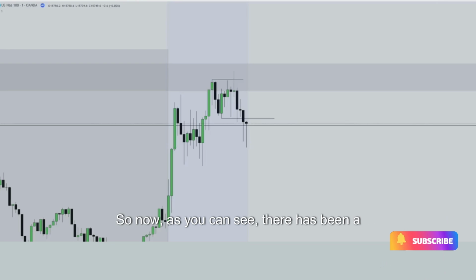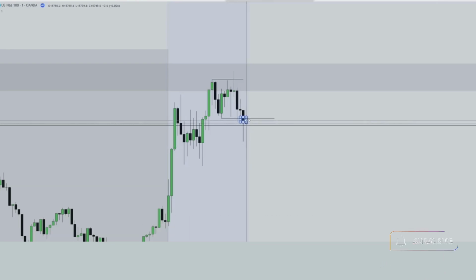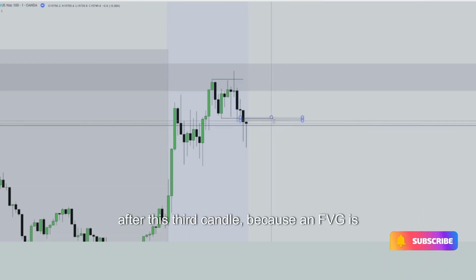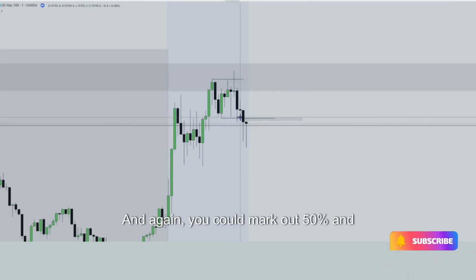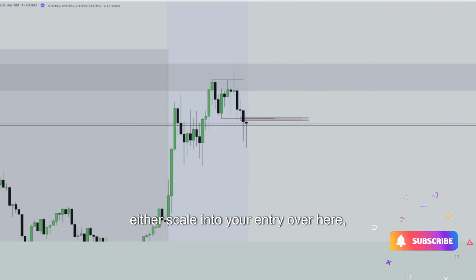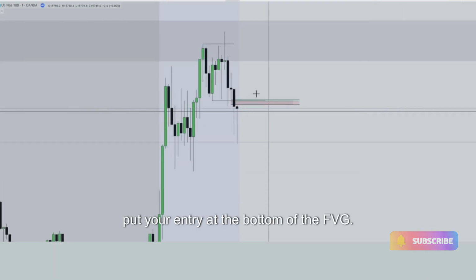So now, as you can see, there has been a fair value gap right here actually, just now, after this third candle, because an FVG is made up of 3 candles, 1, 2, 3. And again, you could mark out 50% and either scale into your entry over here, or you could just put your entry at the bottom of the FVG.